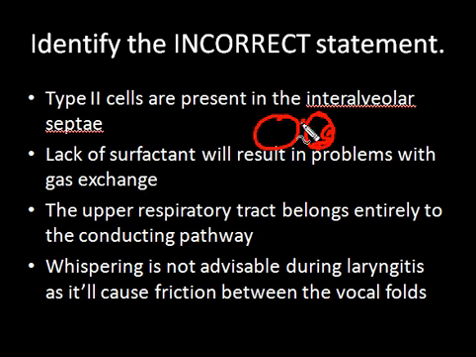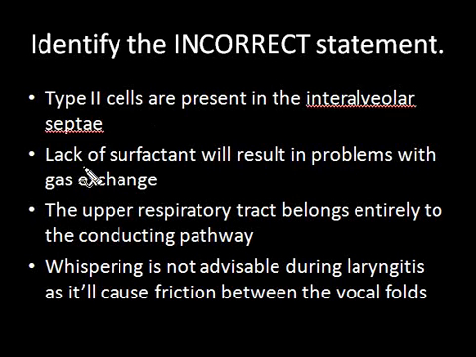What is present in between the interalveolar septum actually are the capillaries, the pulmonary capillaries. So those are present here, and that's how gas exchange takes place. Oxygen from the alveolus goes into the capillary and carbon dioxide from the capillary goes into the alveolus. So therefore, this is an incorrect statement. But let's look at the rest of the choices and see how they go.